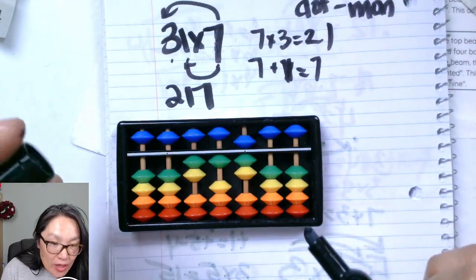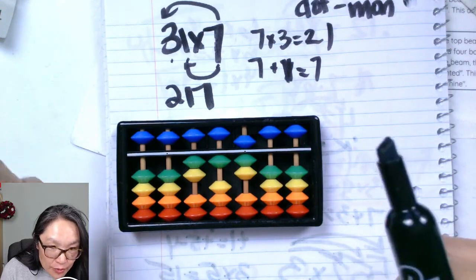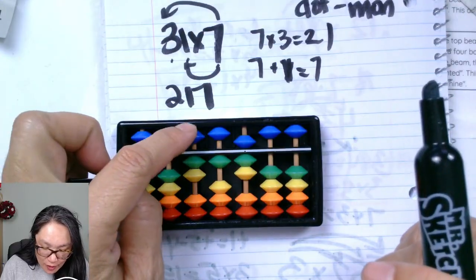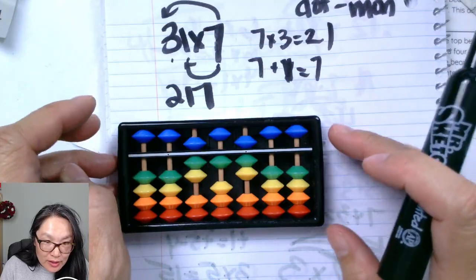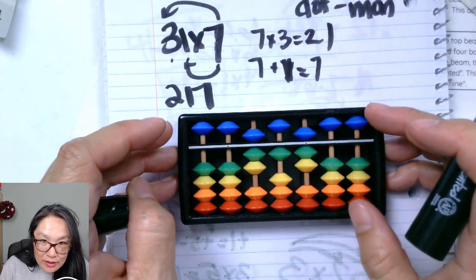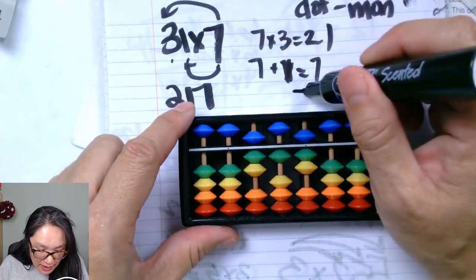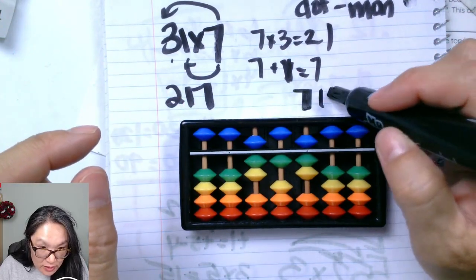Okay, on the 200, if you drop the blue, what does that mean? If I drop the blue, what does that look like? That would be 7, 1, 7.